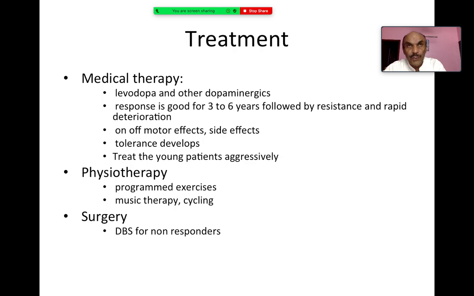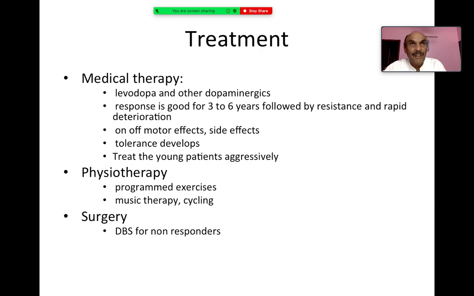Then music therapy and cycling are going to give better improvement in the patient with Parkinson disease. You see, the patient who is not able to walk properly is able to dance to the tune of the music. That's the wonderful effect of music therapy in patients with Parkinson disease.